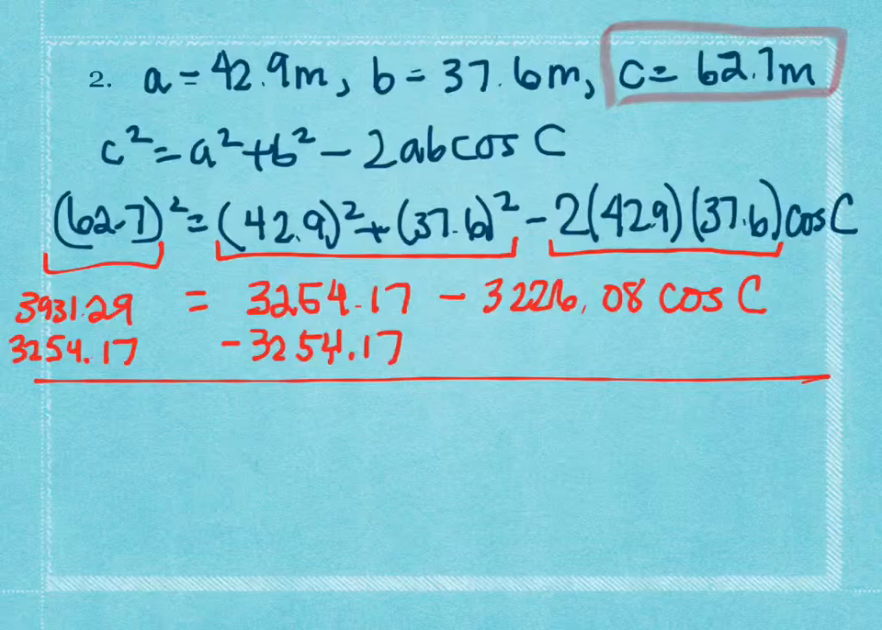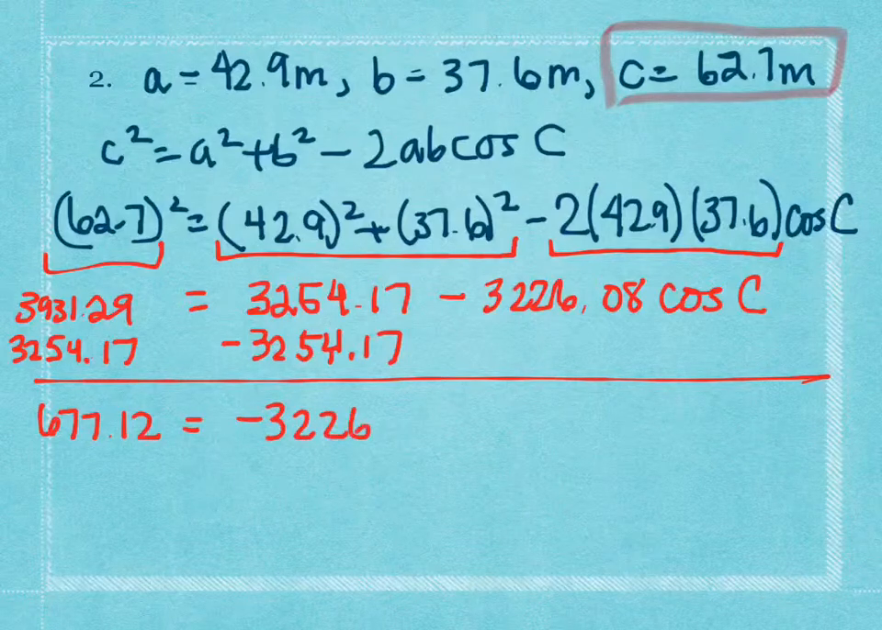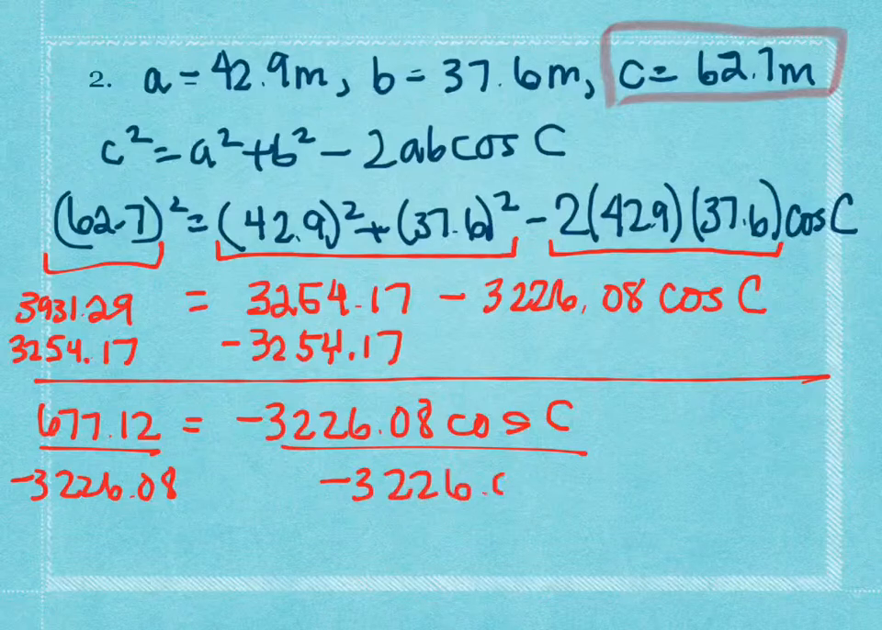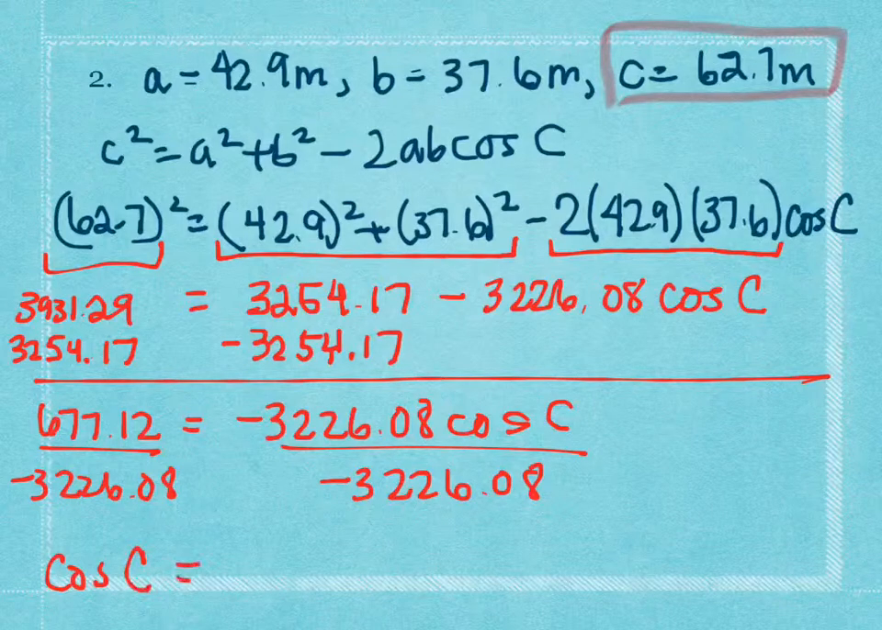So what is 39,129 minus 3254.17? All right, and then I still have the negative 3226.08 cosine C. Now what? Divide by negative 3226.08. Exactly, on both sides. Okay, so what I have now found is what the cosine of C is. So what is 677 divided by the negative 3226? Negative 0.2099.